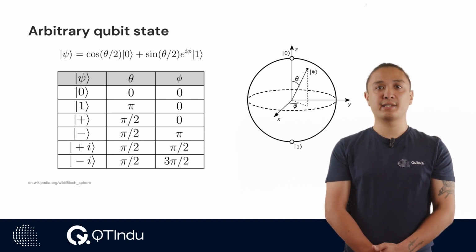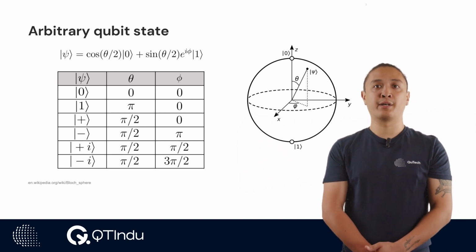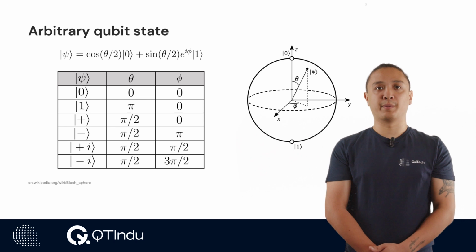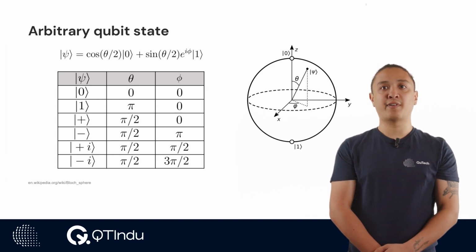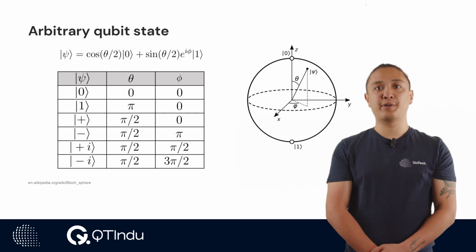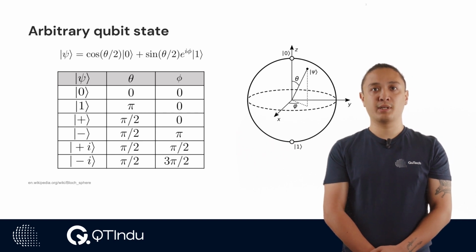For the plus and minus states, we take theta to be pi over 2 and phi to be 0 and pi respectively. For the plus and minus i states, we take the same value for theta and set phi to be pi over 2 and 3 pi over 2 respectively.